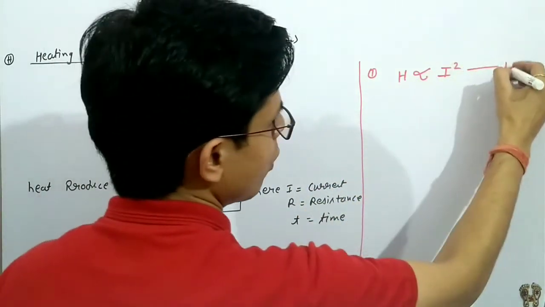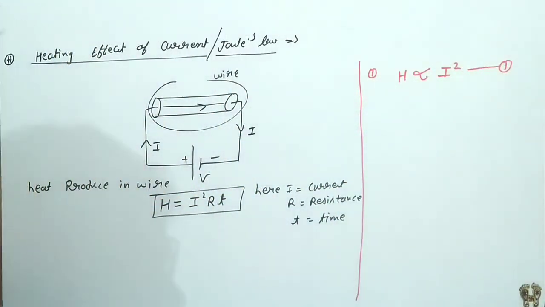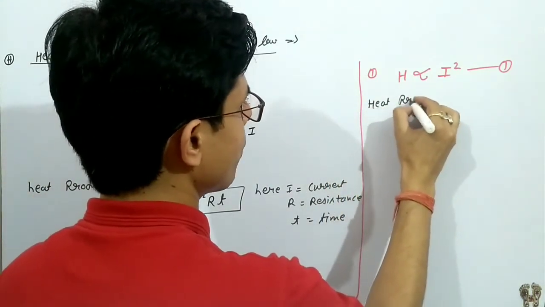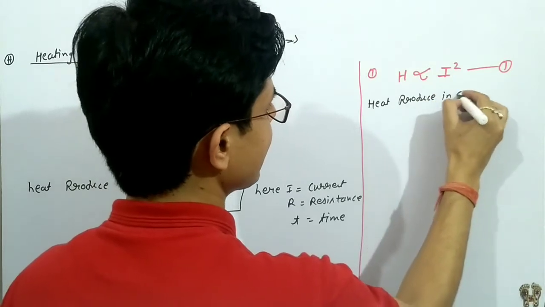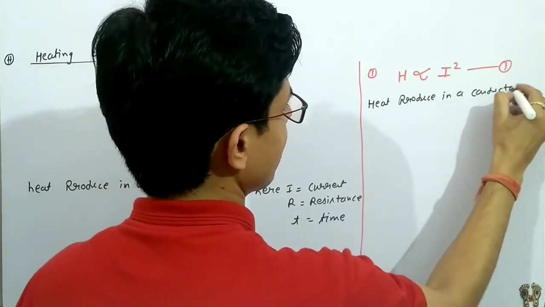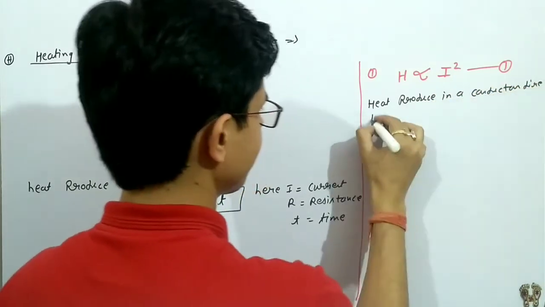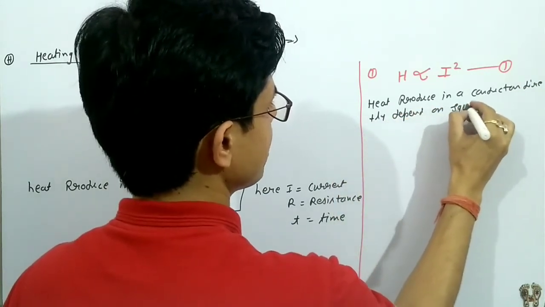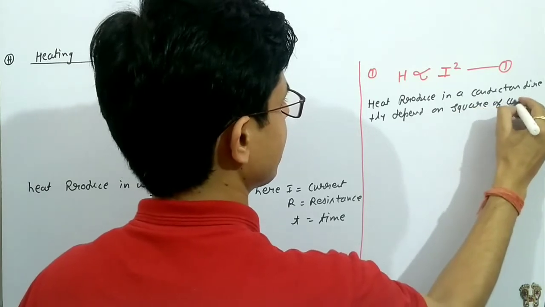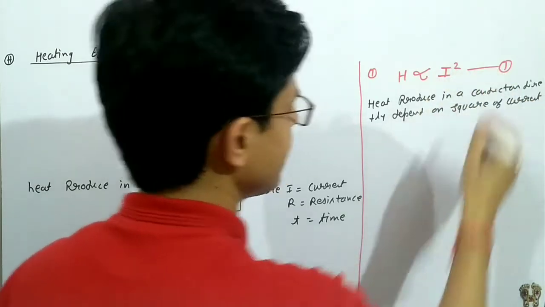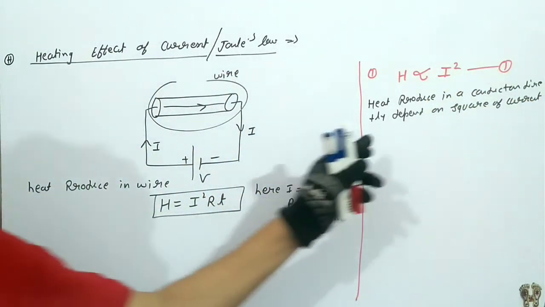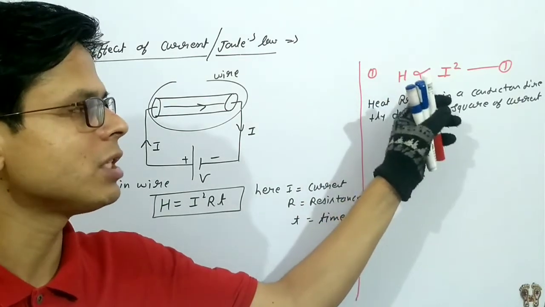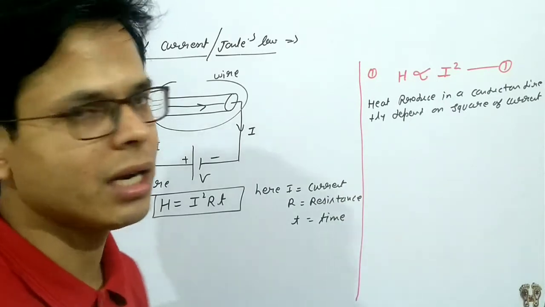This is the first law of Joule. So what is the first law of Joule? Heat produced in a conductor directly depends on the square of current. This is the first law of Joule's. ये पहला लॉ है जूल्स का. पहला कॉन्सेप्ट क्या है जूल्स का? The heat produced in a wire is directly dependent on the square of the current.